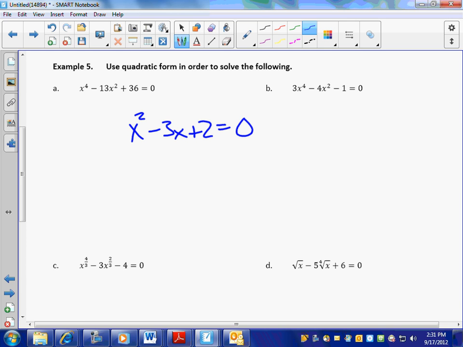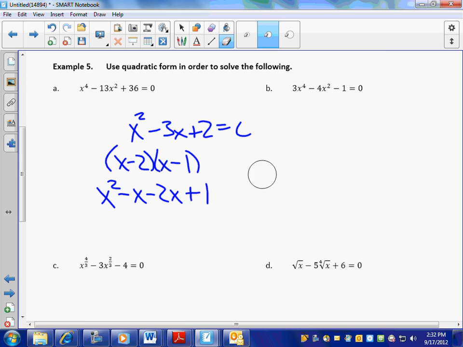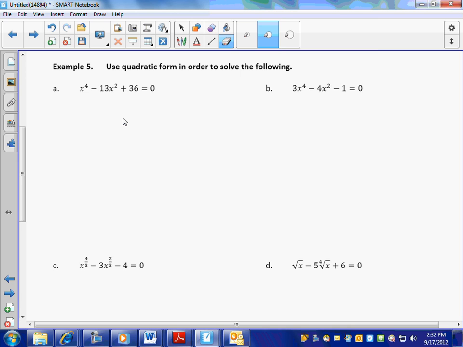It factors. It factors to x minus 2 times x minus 1, correct? And if you were to FOIL that out, you get x squared minus x minus 2x plus 2. How many pieces? 4. That's why it was originally called quadratic, because there were 4 terms as it was composed. So some of these have quadratic form to them. And quadratic form can often be identified by looking at the largest exponent, so in this case 4. It is double the 2, and then you have x to the 0 on the end. It is quadratic, and it does factor.